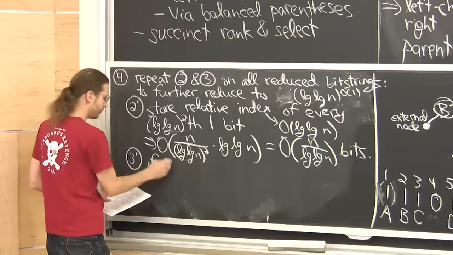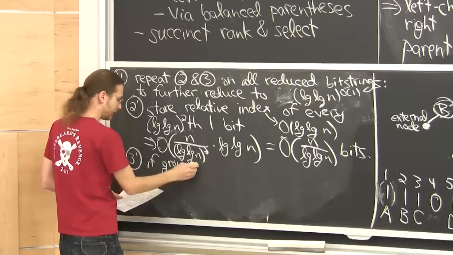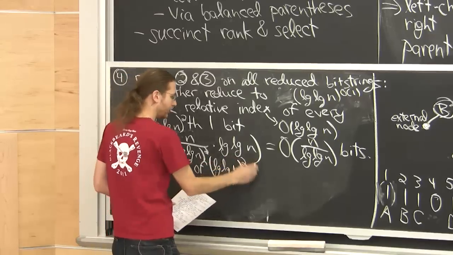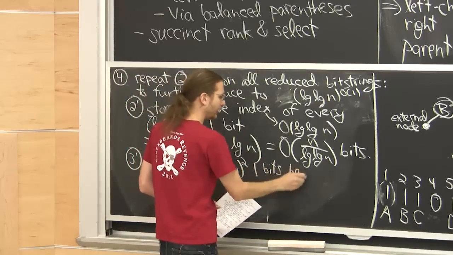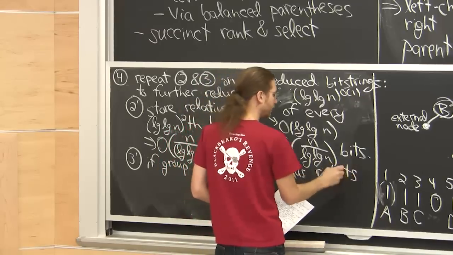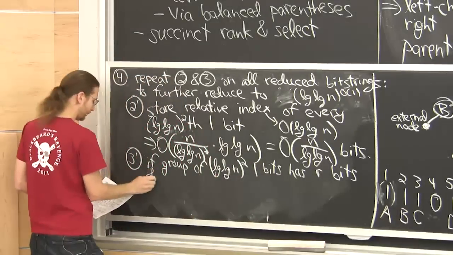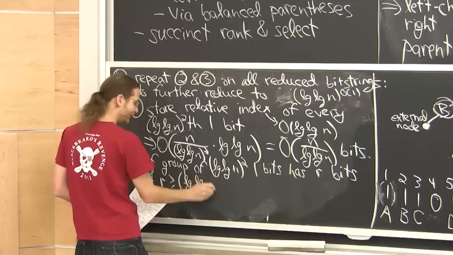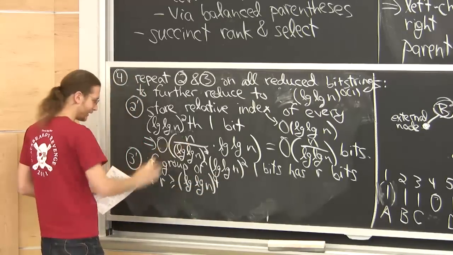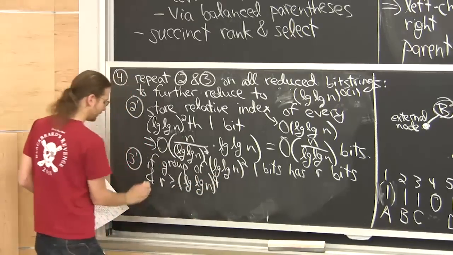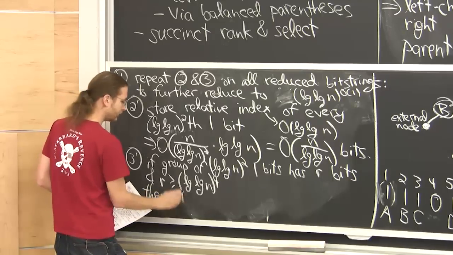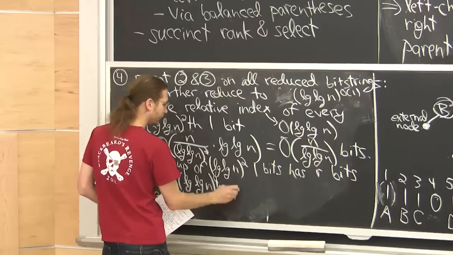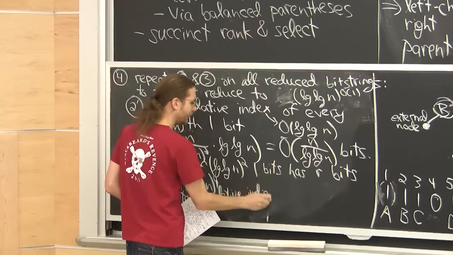So if a group of log log n squared 1 bits has r bits, we look at each of them individually. And if r is at least the square of that, so log log n to the 4th power, so we're losing constants in the exponents, but it's not a big deal, then store all the answers, but now as relative indices.